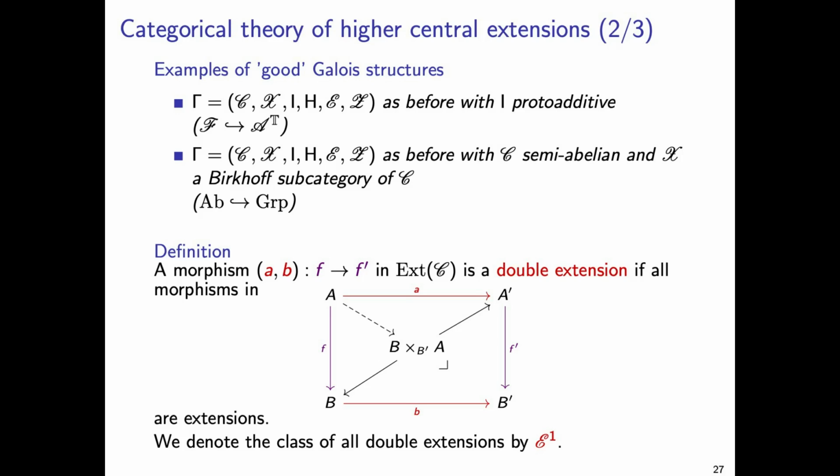Let me also give you the precise definition of the double extension. Given a morphism in the category of extensions from an extension F to an extension F′ with components A and B, we call this a double extension if all the morphisms in this diagram are extensions. So in particular, we require the morphism A to the pullback of F′ to B to be an extension. And this then gives us indeed the class E1.